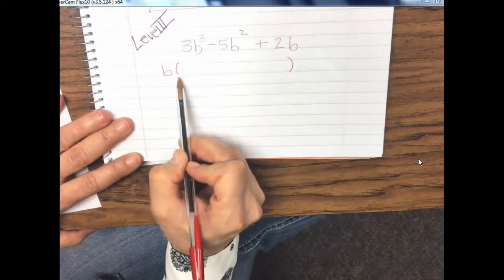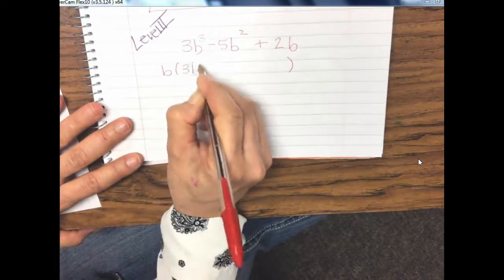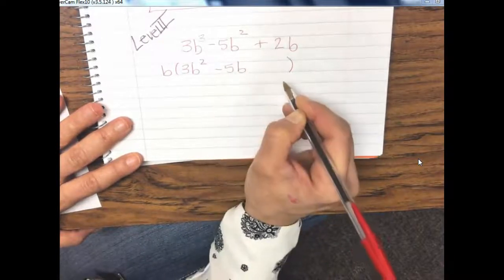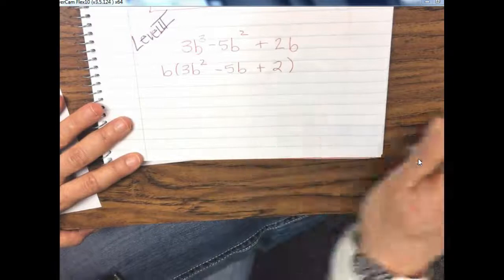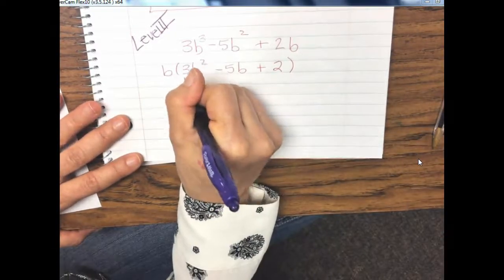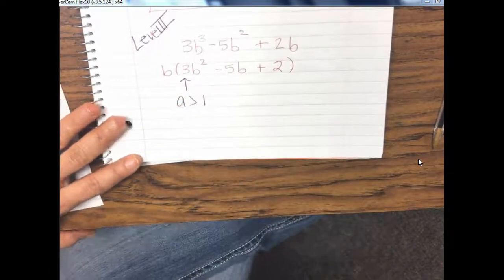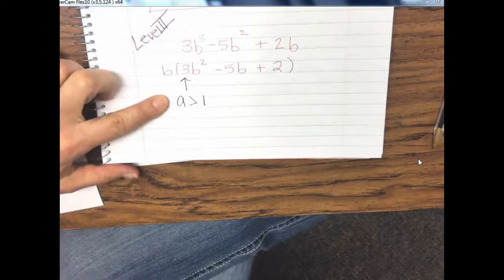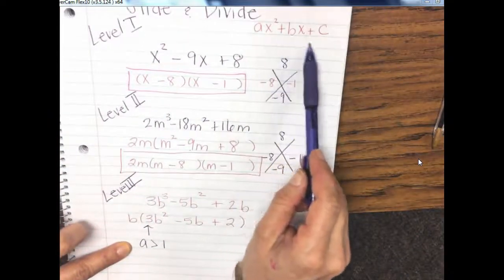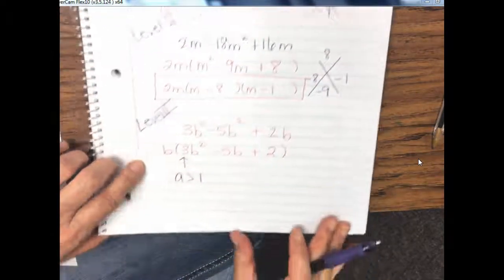And when you take a b out, what is the first term going to be again? 3b squared minus 5b plus 2. Very good. So what makes this a level 3 is that the a value is greater than 1. And remember, when I say a, I'm talking about when it's in standard form for a quadratic. That's important. You guys have to know that.